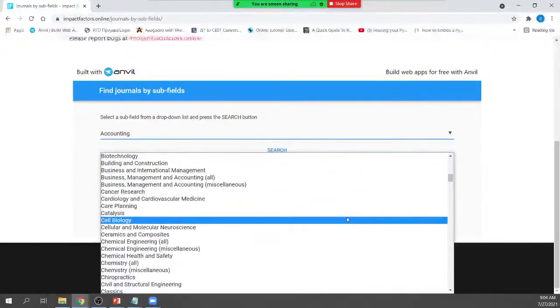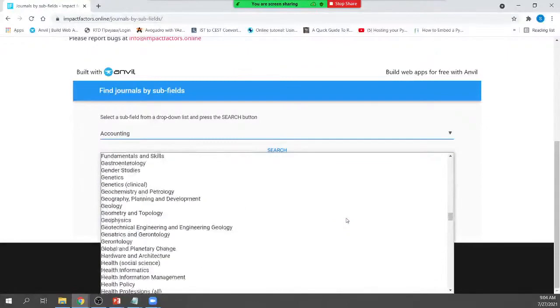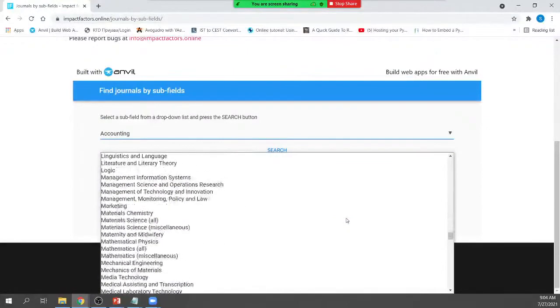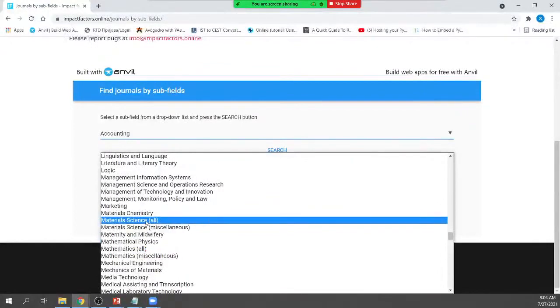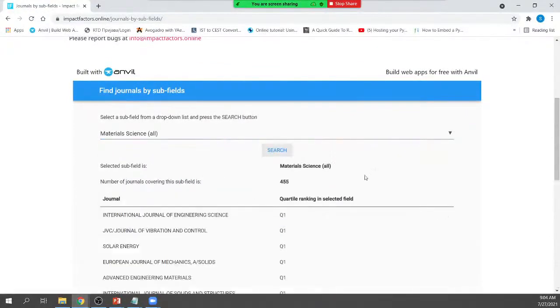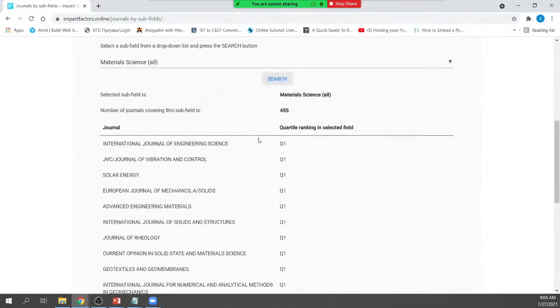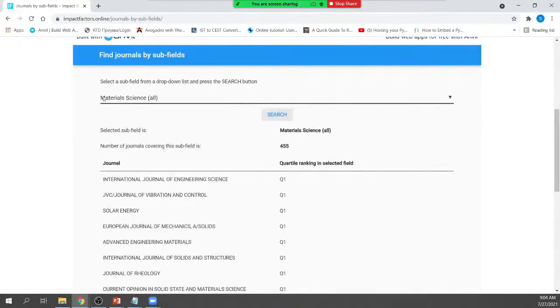For example, I'm dealing with material science, so let me check, for example, materials science. Here it is, material science all, and then press search. And this tool will give you all of the journals covering the area of the subfield called material science all. Of course, this is a very wide subfield.